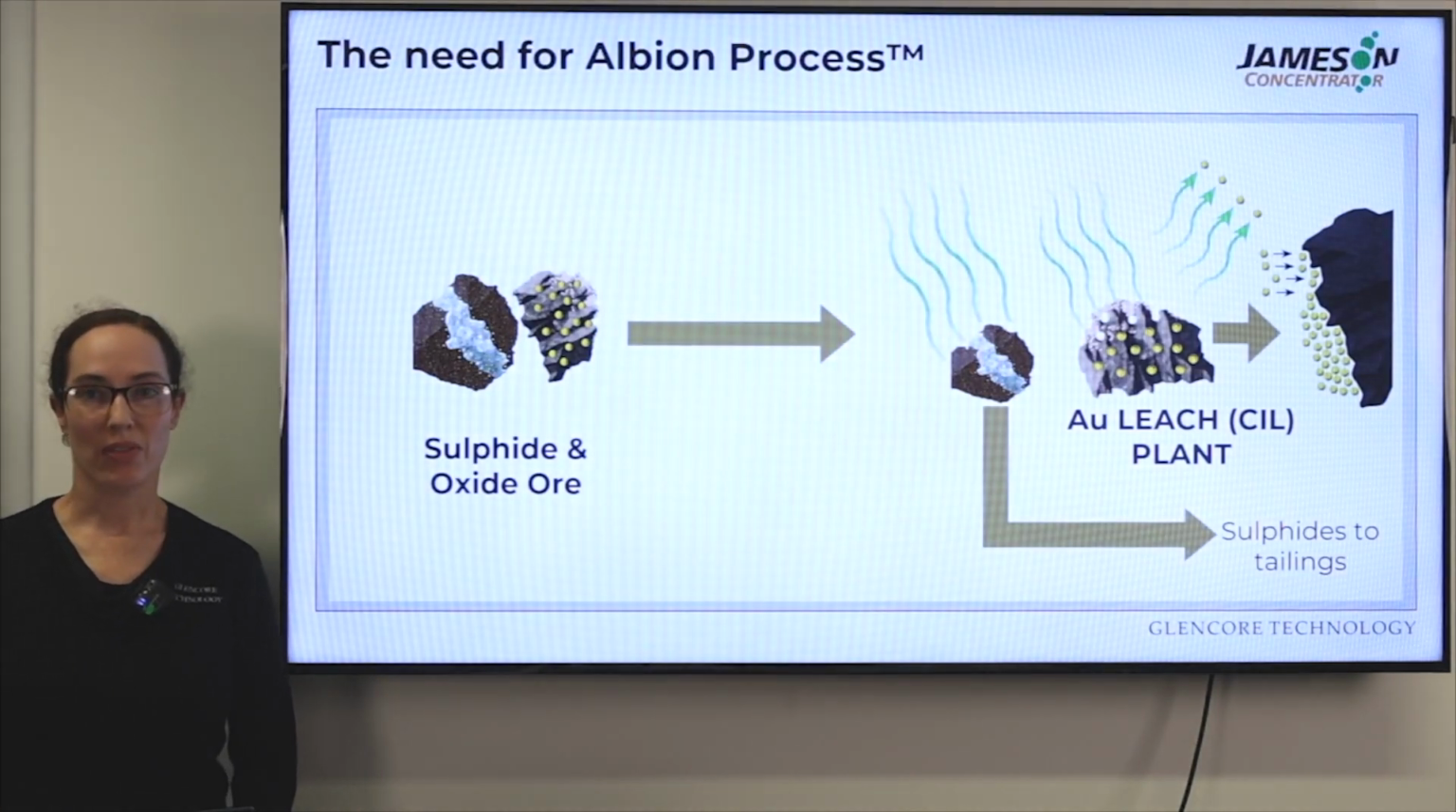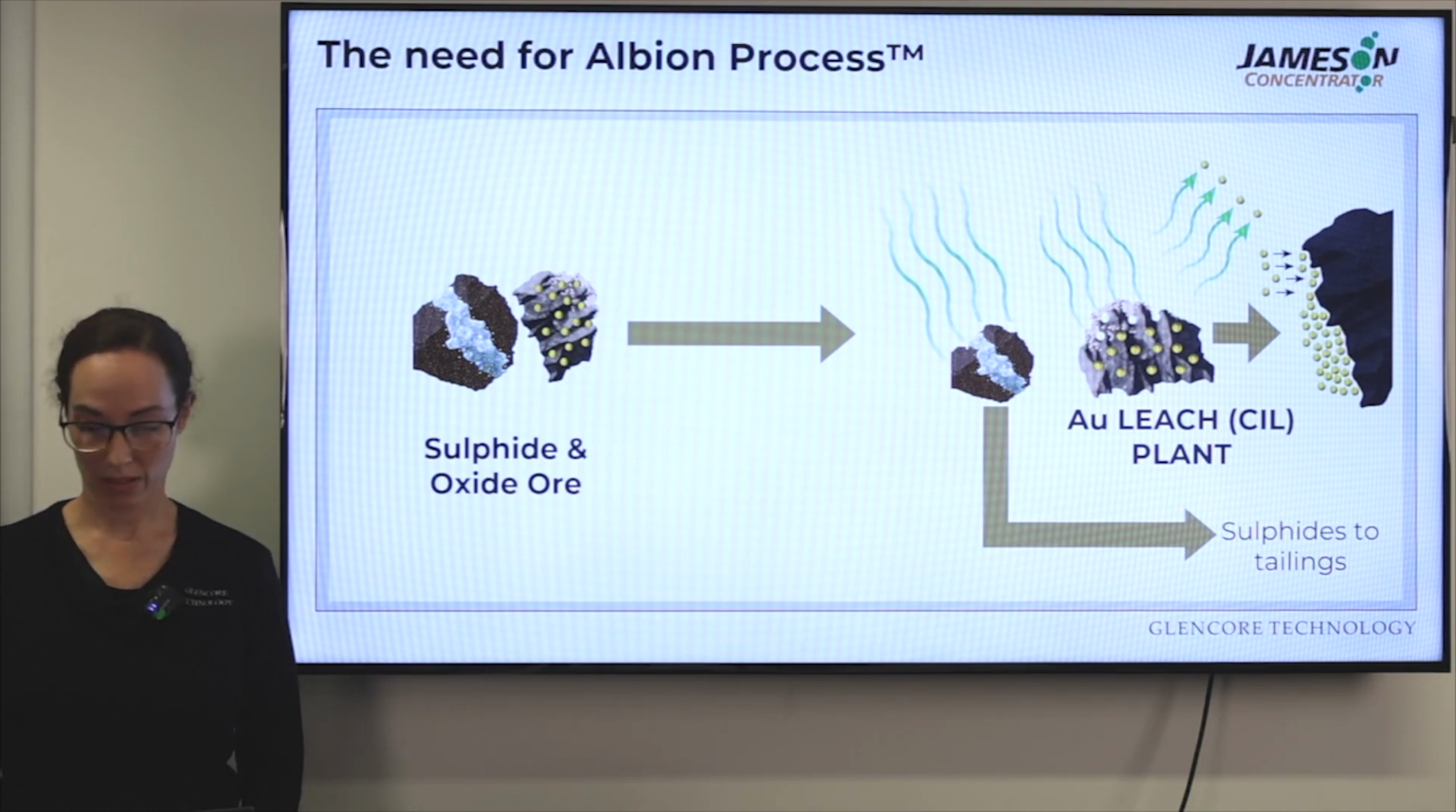So what is the need for the Albion process? As we discussed earlier, as you move from oxide to sulphide ore, you'll get a mixture coming into your plant. The sulphide ore cannot be treated in your CIL plant and would report to the tailings, resulting in a lowered gold recovery. So we need to do something about it.